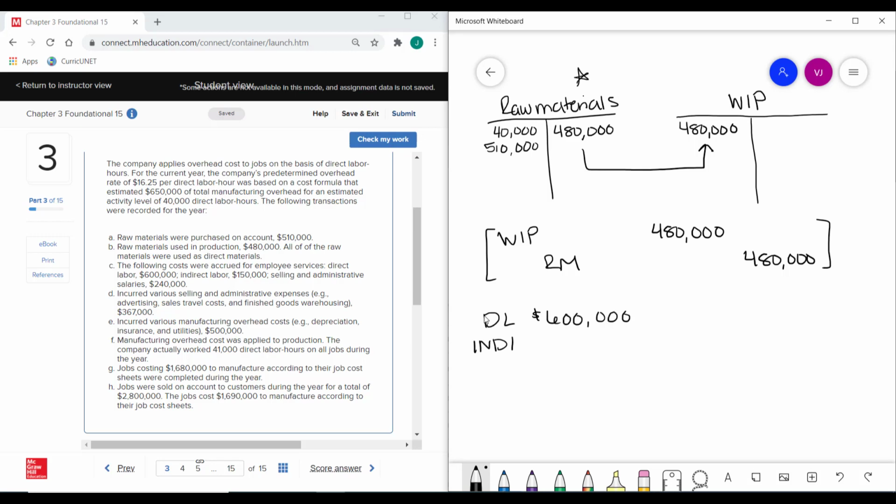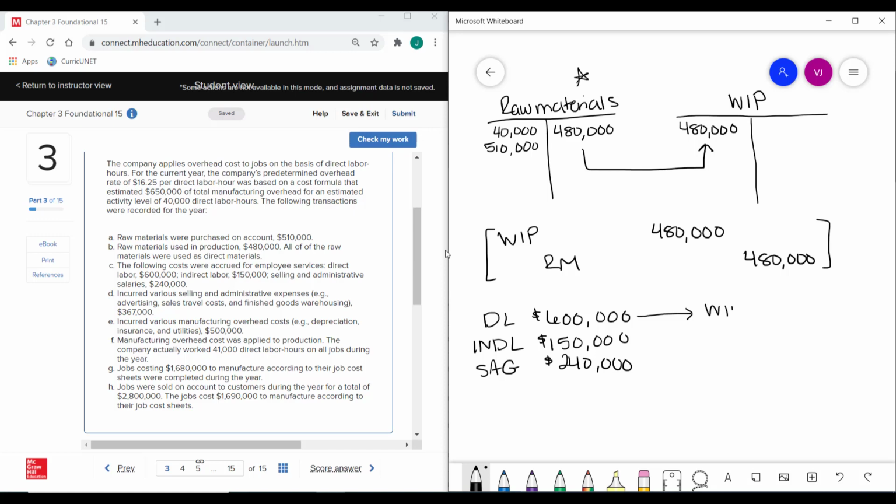There's indirect labor of $150,000. Then there's selling and administrative salaries. So we can just label that as SAG salaries of $240,000. So it says we accrued these costs, so we haven't paid them yet, right? So we owe those salaries and wages. So we just need to figure out where does this need to go. So where do we record direct labor cost incurred?